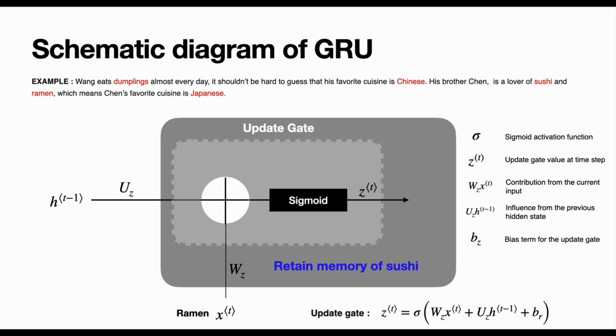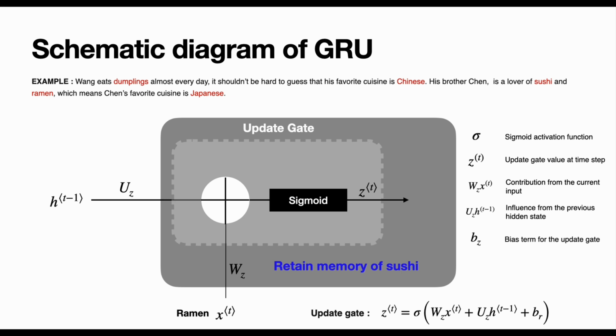This slide continues from the previous one and highlights the update gate, another crucial component of the GRU. While the reset gate determines what past information to forget, the update gate decides how much of the past hidden state, h(t-1), should be retained and how much new information from the current input, x(t), should be added. Using the sigmoid function, the update gate generates a value, z(t), between 0 and 1 to weigh the importance of past and current inputs. For example, in the scenario of Wang and Chen, the update gate ensures that relevant memories, such as Chen's preference for sushi, are retained.